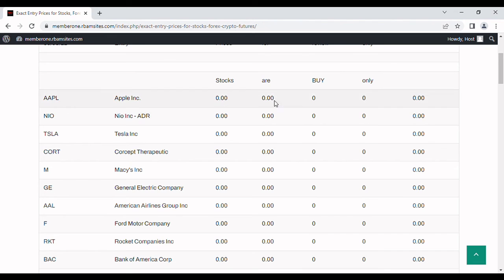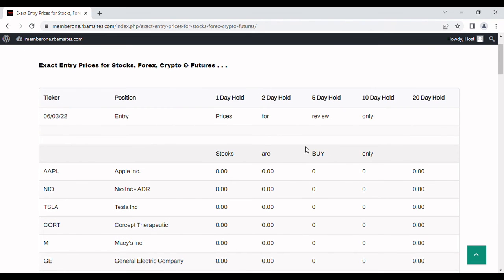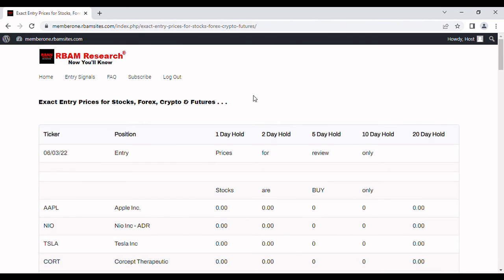Every single one of these will be populated. Now the stocks are listed as buy onlys. There are no shorts for the stocks, but that's how you can use these algorithmically generated prices to assist you in day trading. Again, you always have to rely on your own research.